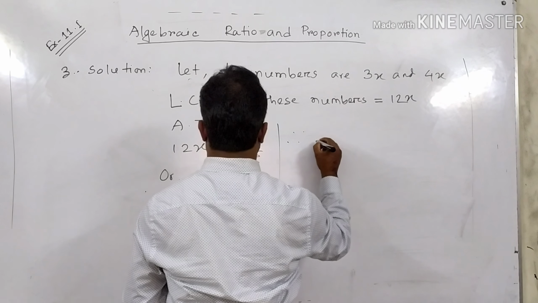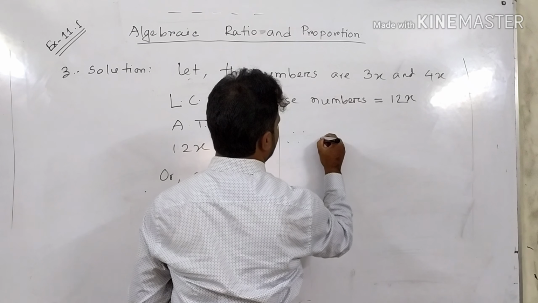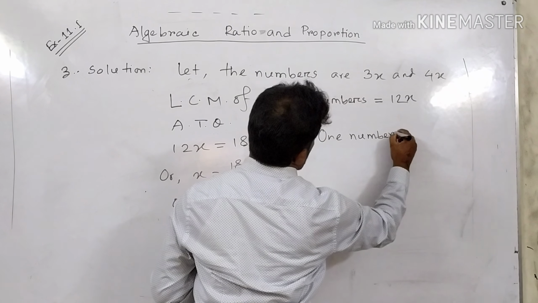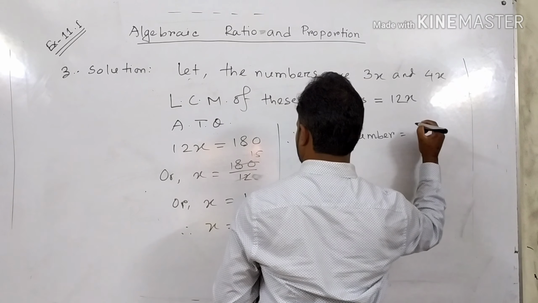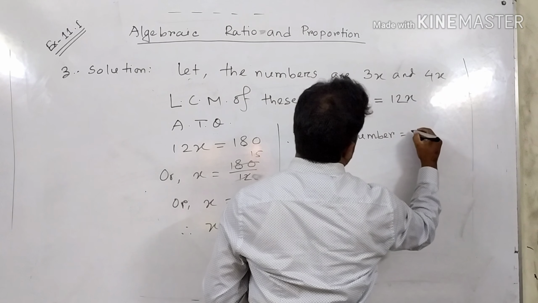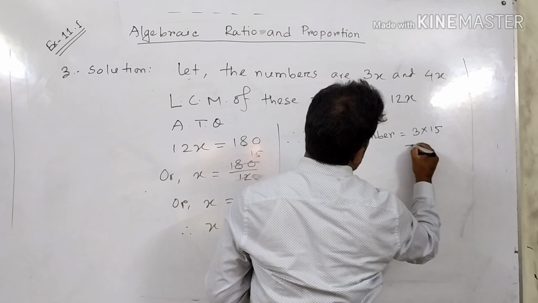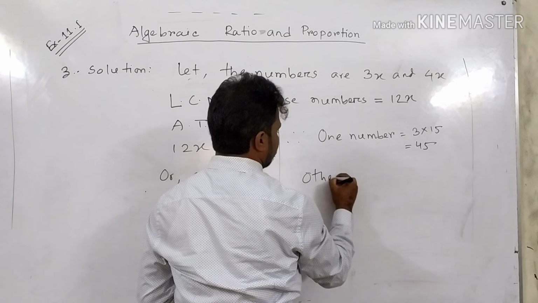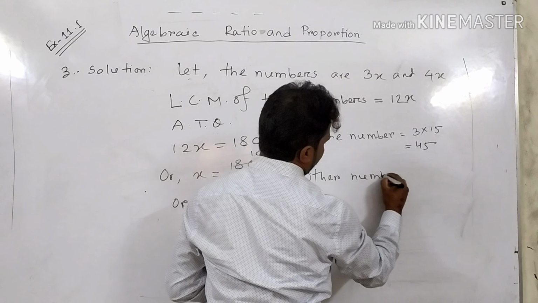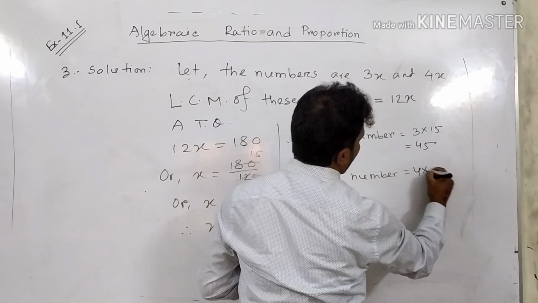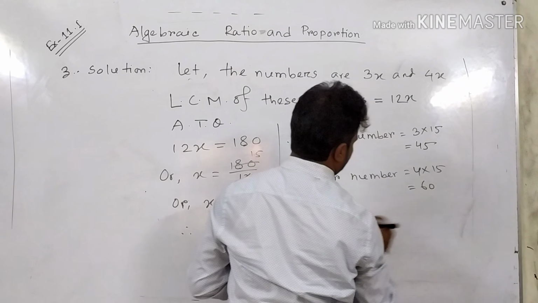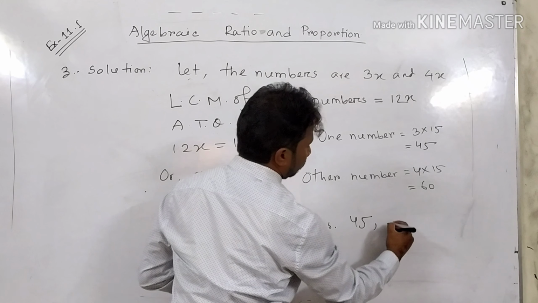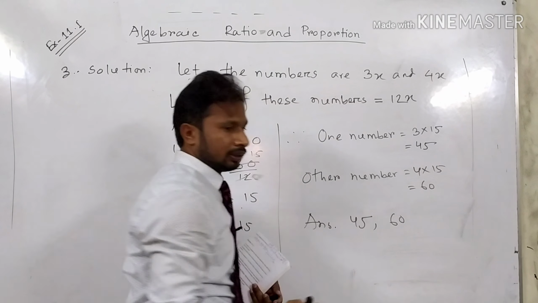Therefore one number equal to 3x means 3 multiply 15 equal to 45, other number equal to 4 multiply 15 equal to 60. Your answer is 45 and 60.